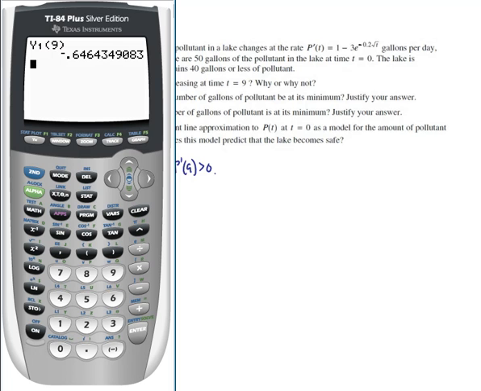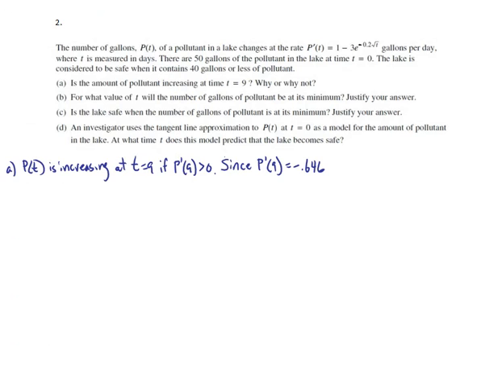And since P prime of 9 is equal to negative 0.646, we say that P of t is not increasing at t equals 9. And so that answers part A. For part B, we want to find for what value of t will the number of gallons of pollutant be at its minimum, and justify your answer.